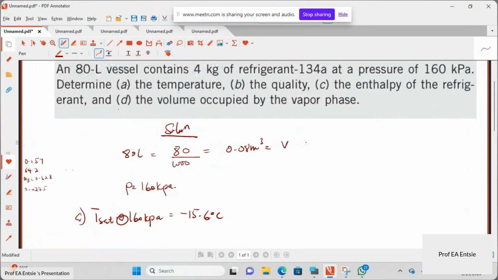Then this is the total volume. If I want the specific volume, it will be total volume over mass, which is 0.08 meters cubed over mass, which is 4. If you do this, you get 0.02 meters cubed per kilogram.